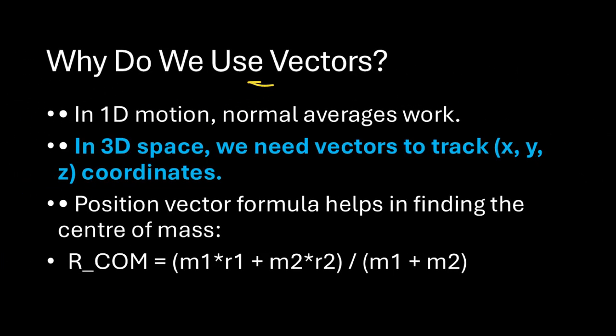Now, why do we use vectors? Because in 3D space, we need vectors to track x, y, and z, all three coordinates. And we know that the corresponding position vector of the center of mass will be given by (m1 r1 plus m2 r2) by (m1 plus m2). Again, we are specifying only a two mass system.